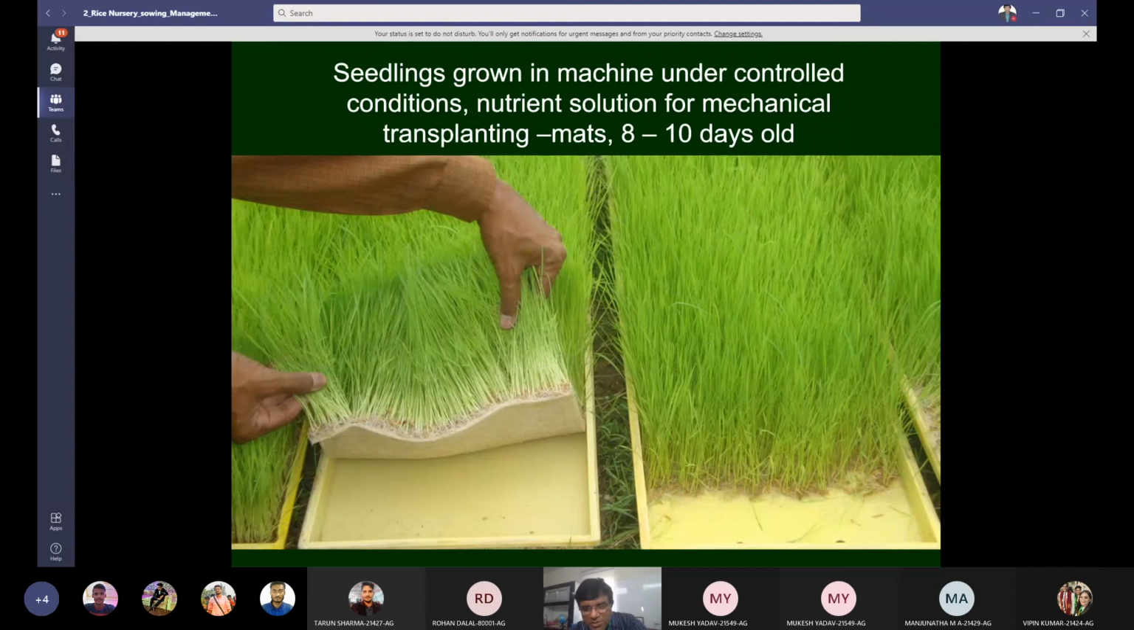This is how it looks. It looks like a mat when it is grown in the machine. Now machines are available to grow fodder also. Some of you might know that maize fodder or any other fodder can be grown under controlled conditions in some machines. That is hydroponics. By the hydroponics method, one can grow fodder crops in a machine.